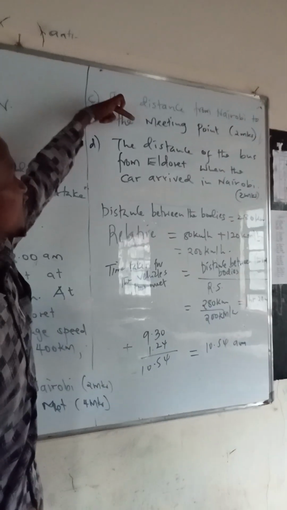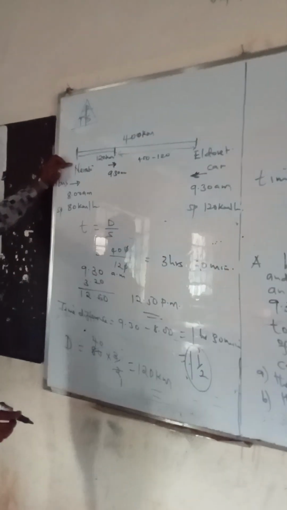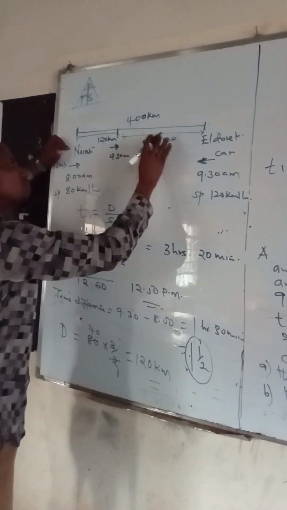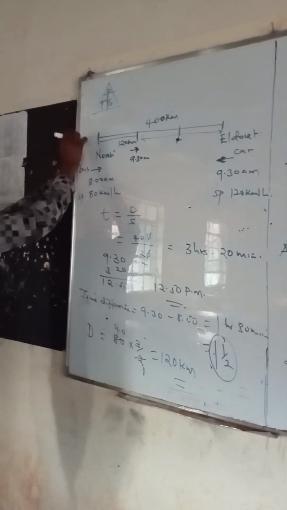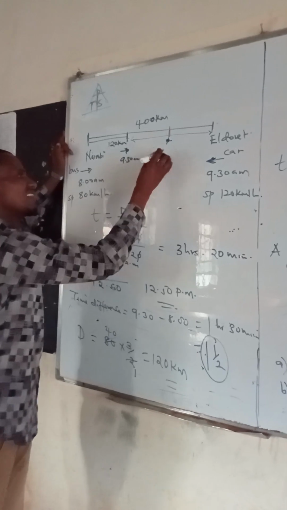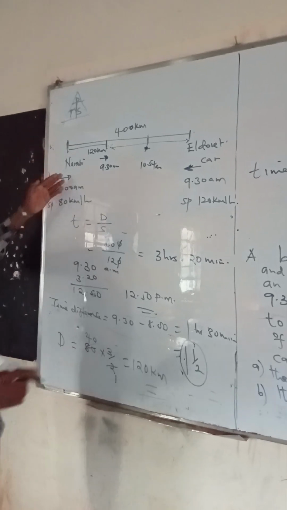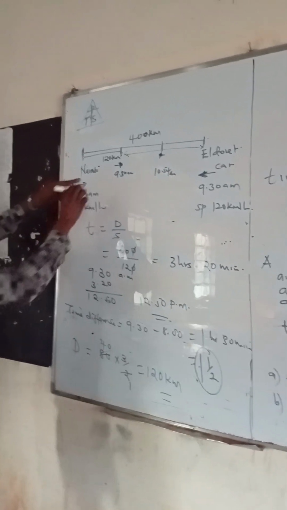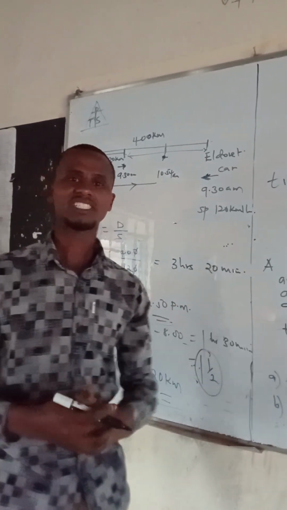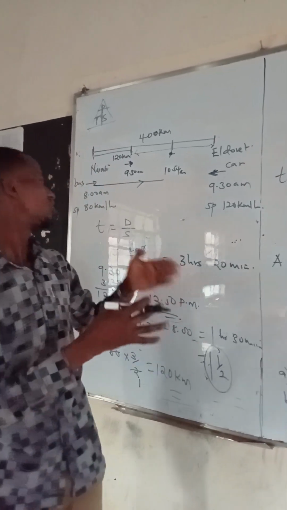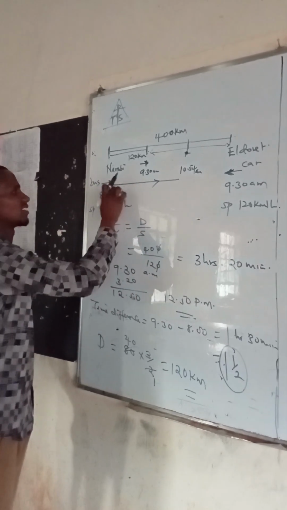Then the other one, you're told the distance from Nairobi to the meeting point. So let us say, for example, this is the meeting point. That is where the vehicles met, and they met at 10:54 a.m. And you're told the distance from Nairobi. So there was this vehicle that moved from Nairobi like that. And we were never told whether it stopped or not, so we assume that it never stopped in the journey. It was just moving. So that is the vehicle that will help us to get this distance.